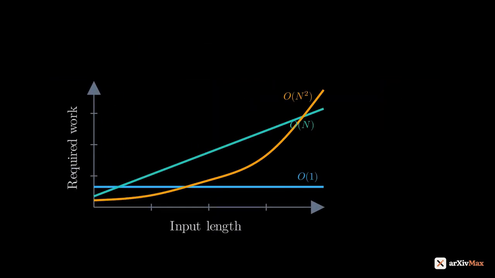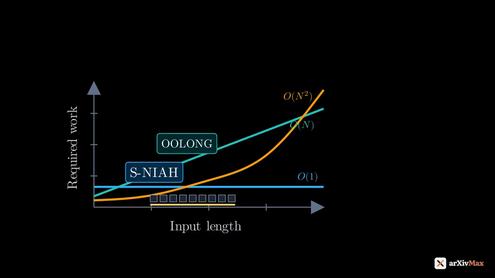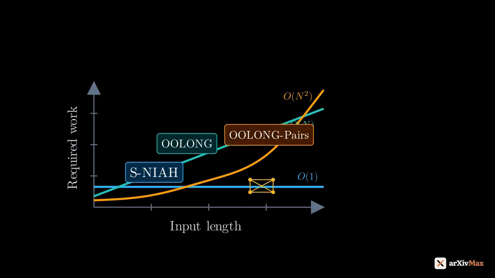The paper tests this with tasks whose required work scales differently with length. SNIAH, single needle in a haystack, asks for one fact hidden in noise, so the work is roughly constant. OOLONG is a linear aggregation task. Label every entry and count the labels, so every entry matters. OOLONG-Pairs is the quadratic pair listing task from our example.